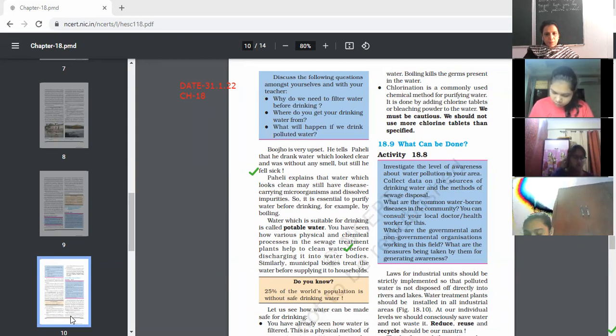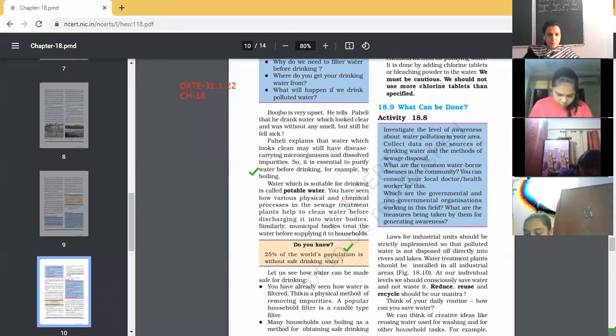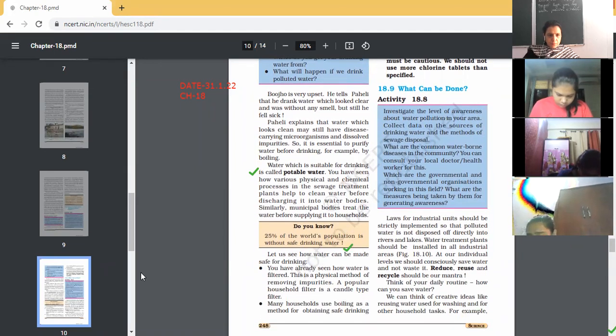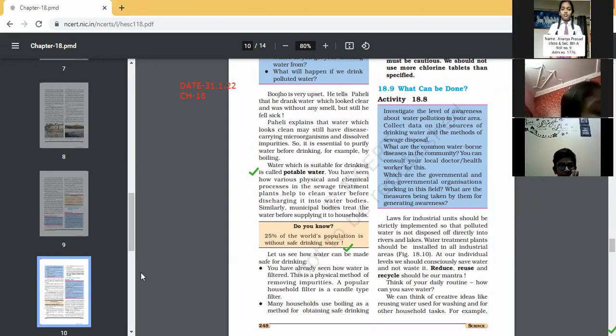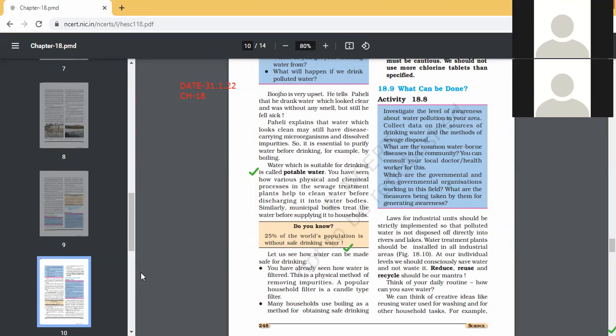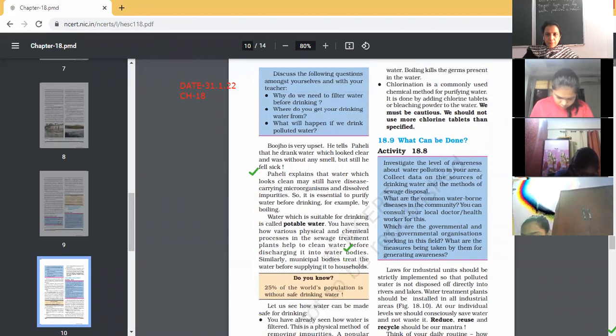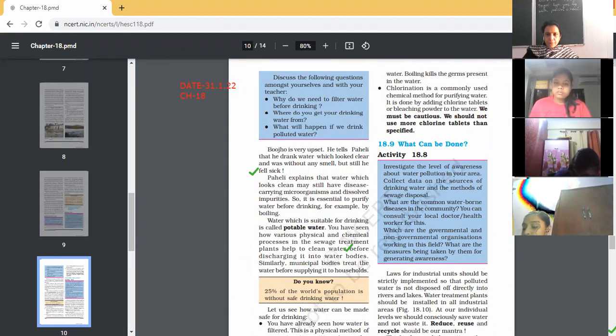You have seen how various physical and chemical processes in the sewage treatment plant help to clean water before discharging it into water bodies. Similarly, municipal bodies treat the water before supplying it to households. Do you know 25% of the world's population is without safe drinking water? Let us see how water can be made safe for drinking. You have already seen how water is filtered. This is a physical method of removing impurities. A popular household filter is a candle type filter. Many households use boiling as a method for obtaining safe drinking water. Boiling kills the germs present in the water.